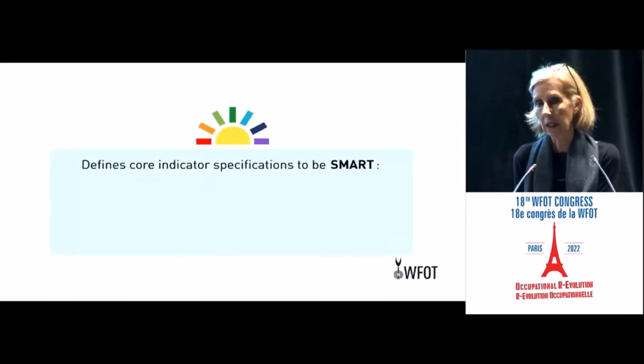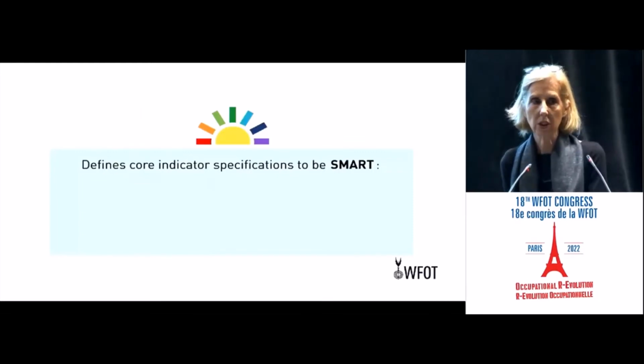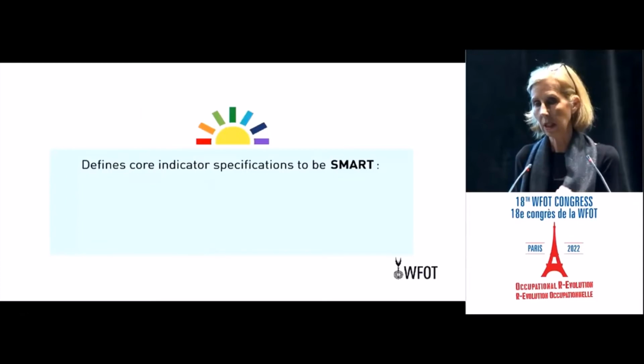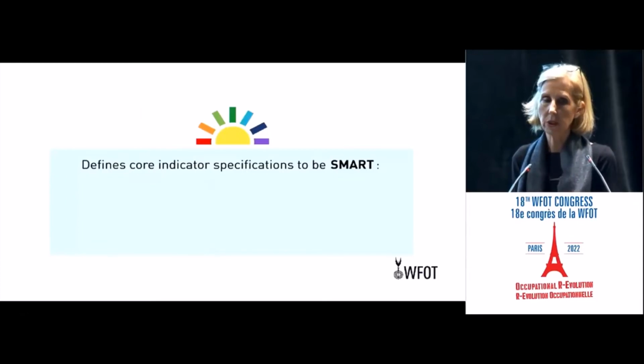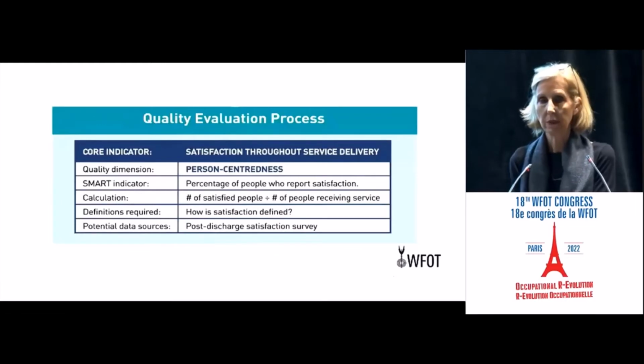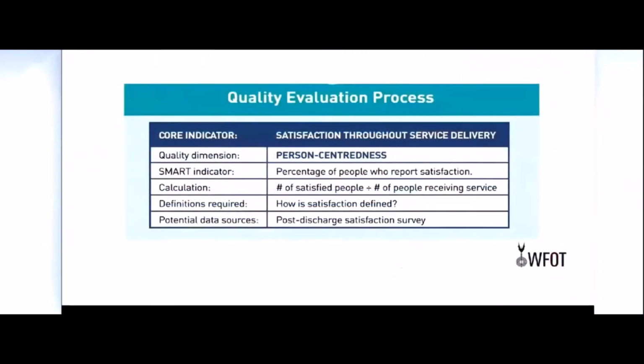So the indicators that I've just described are core indicators, and they're meant to be used in all different occupational therapy settings. But then in order for you to be able to utilize them within your own practice, they need to be defined using SMART criteria. And when we say SMART, we mean that they should be specific, measurable, agreed upon, relevant, and timely. And so we've developed a 2-stage process for developing SMART indicators.